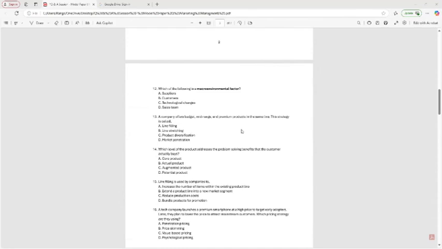So, question number 12. It is a simple question. Which of the following is a macro environmental factor, not a micro environment factor? Macro environment goes with political, technological, social and economic environment. Those are the macro environment factors. If you remember, PEST analysis goes with macro environment: political, economic, social, technological. So the answer, I think you got the correct answer. C, technological changes.